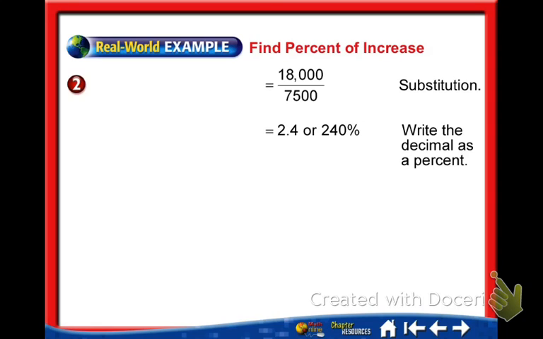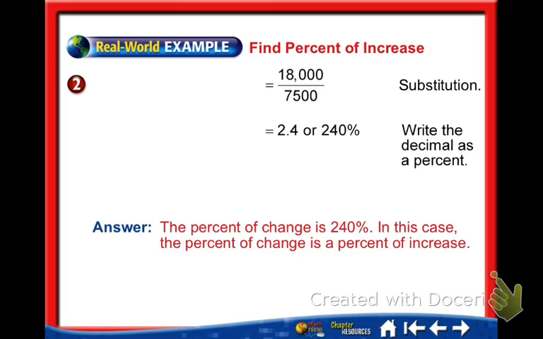2.4, change it to a percent by moving your decimal 2 places to the right, so 240%. The percent of change is 240%. In this case, the percent of change is a percent of increase.